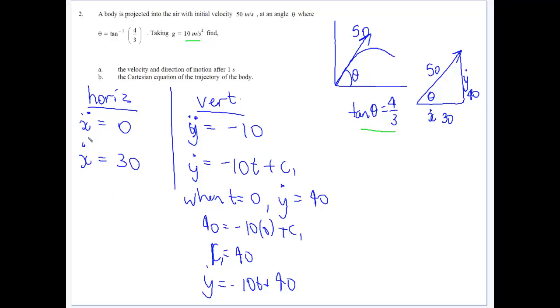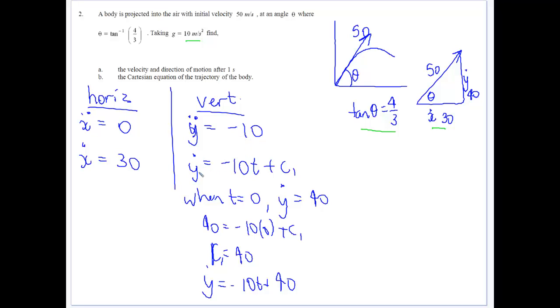So horizontally, we know we start with our acceleration being 0. We integrate to get our constant, and our constant in this case would be 30. So the horizontal velocity is always 30. Our vertical velocity, however, we know acceleration vertically will be minus 10 because it's gravity, it's acting down.